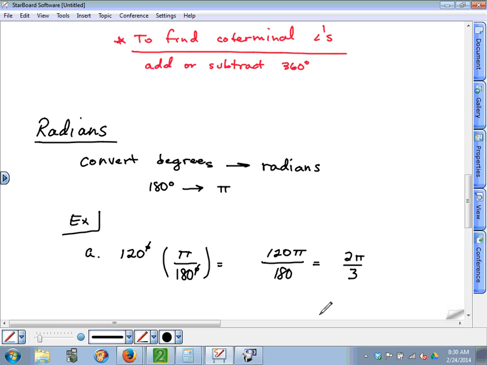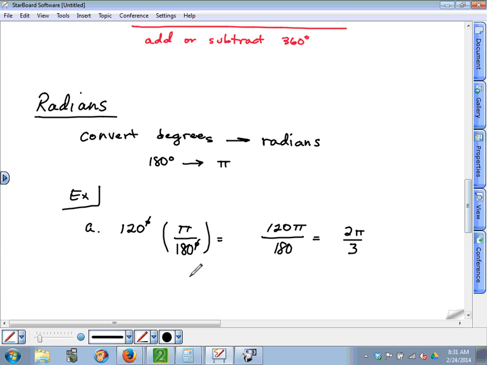And you don't have to write the word radians. By not putting that degree symbol, you imply that this is in radian measure. So try this one. 220 degrees. Go ahead and do that one on your own.